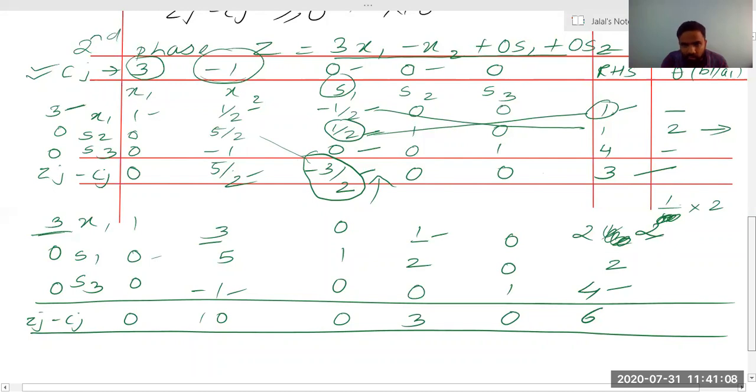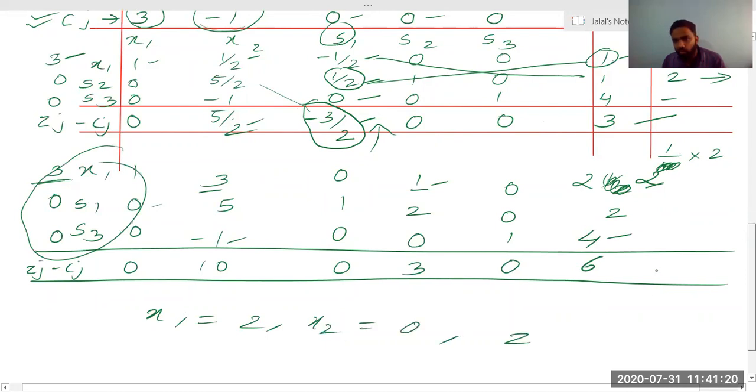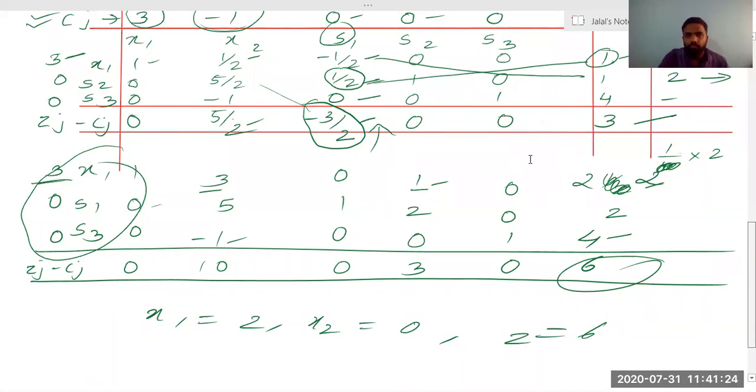Okay, so what we have got, just check the answer. What we have got in the final iteration, I'll just write it. X1 is equal to 2. Since X2 is not there, you can see X2 is not there, so X2 will be equal to 0. And Z will be equal to what? Z is equal to 6. Has everyone understood? Okay.